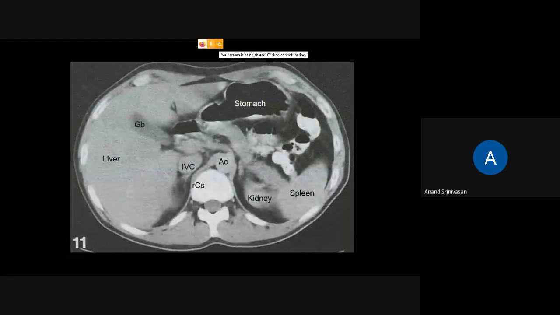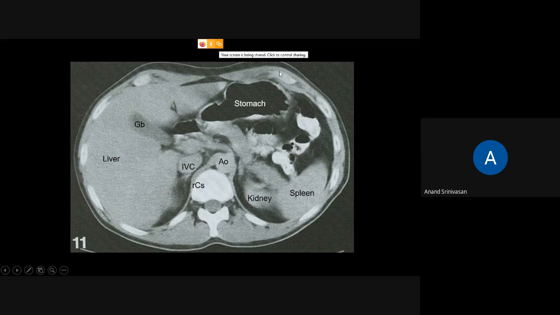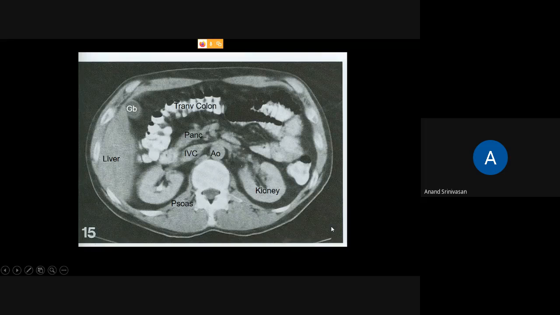In your exams, we may be giving you a plain CT scan, and we may ask you to interpret which structure this is. So I suggest you go through as many CT scans as possible. If you type CT scan imaging in Google, you will be able to see a lot of pictures. Try to correlate with your anatomical knowledge.